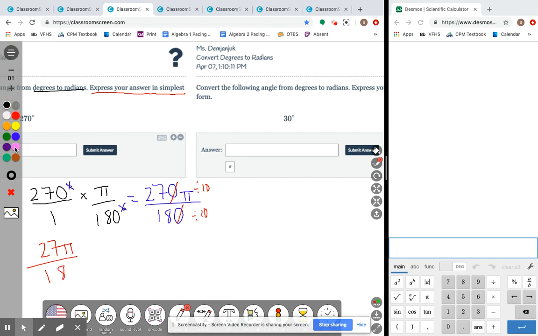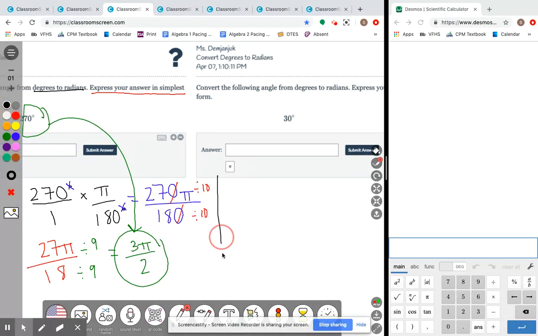Sometimes it only just takes one step to simplify. Sometimes it takes more than one step to simplify. So now I'm looking at 27 and 18. The first thing that I identify is that they're both divisible by 9. If you saw only divisible by 3 to start, that's fine. It might just take you an extra step. So 27 divided by 9 gives me 3 pi. 18 divided by 9 gives me 2. So converting from 270 degrees to radians gets me 3 pi over 2.